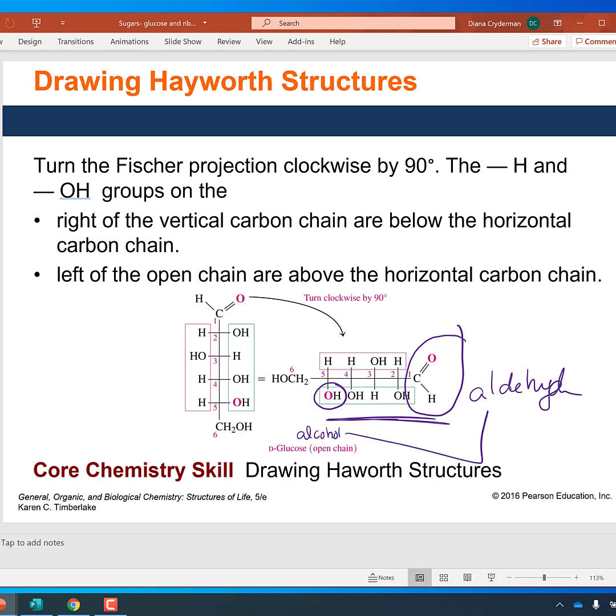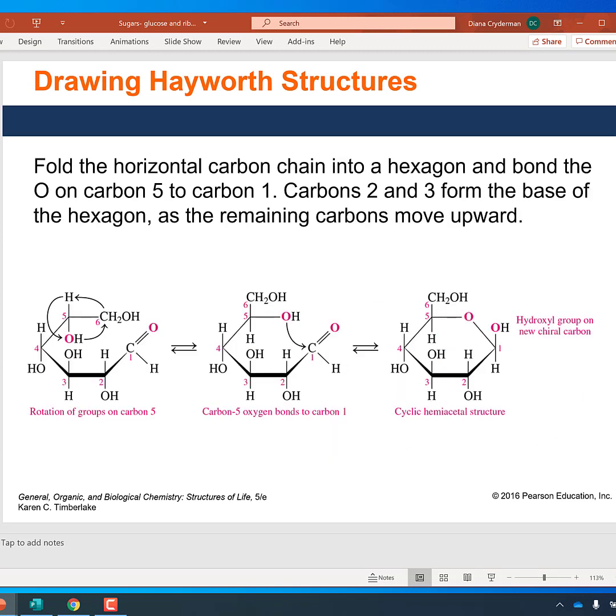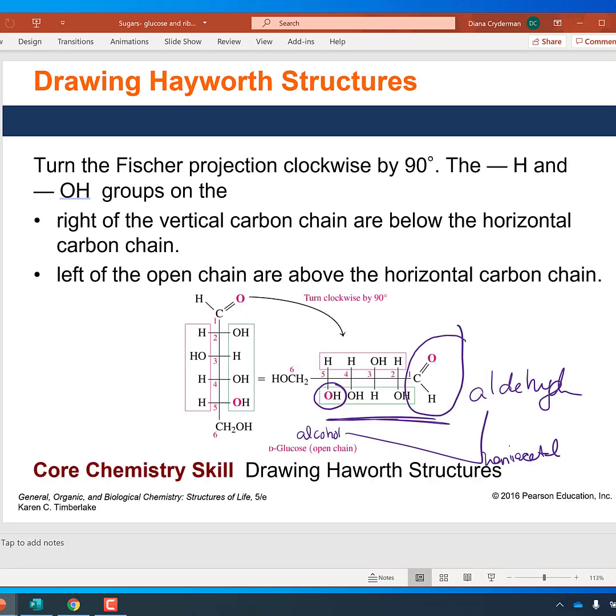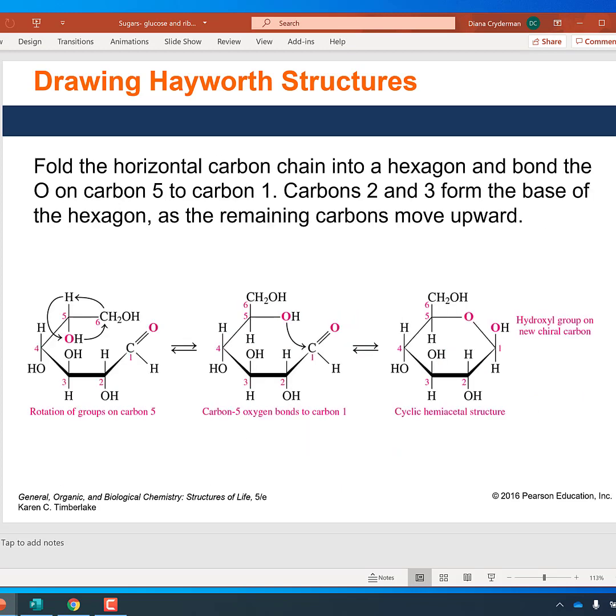And we're going to merge them to form a hemiacetal. So this is what that's going to look like. I'm going to take this structure that's laying down, look really closely, and the first thing I'm going to do is just start to curl it around. So I'm just really going to start to curl this around. And that's what you see here. It's just curled around.